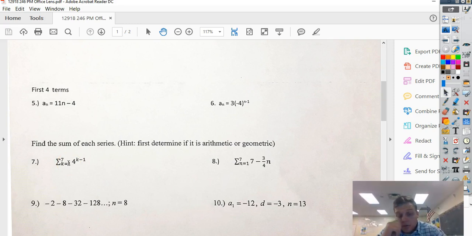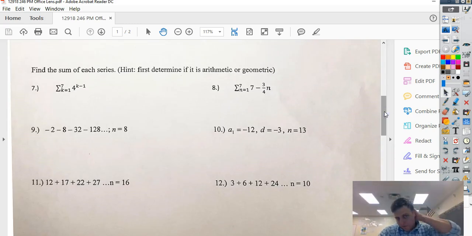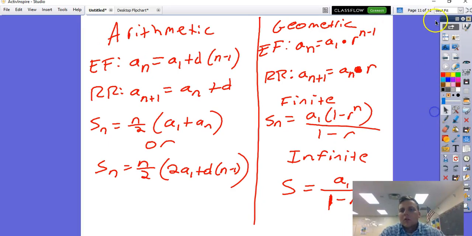Find the sum of each series. Okay, not a big deal. To find the sum, I need to know, is it geometric or arithmetic? Well, this one has a number, a base, being raised to the variable minus 1. So it's geometric, all right? If you also just look at the explicit formula for geometric, you'd see r being raised to n minus 1, so it just is the same, okay?